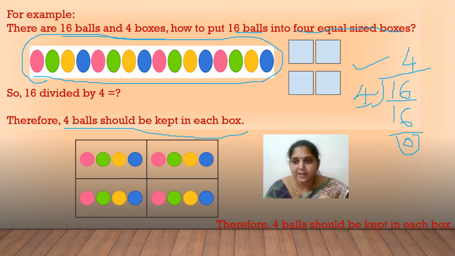Yes or no? We have divided here. So we can see 4 balls will be placed in each box. This is how we share equally in the boxes.